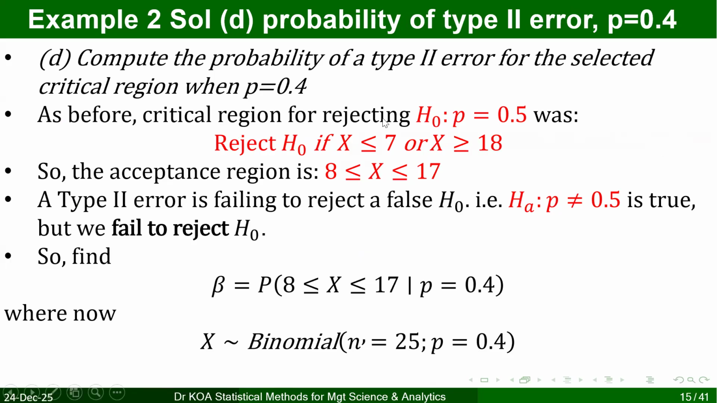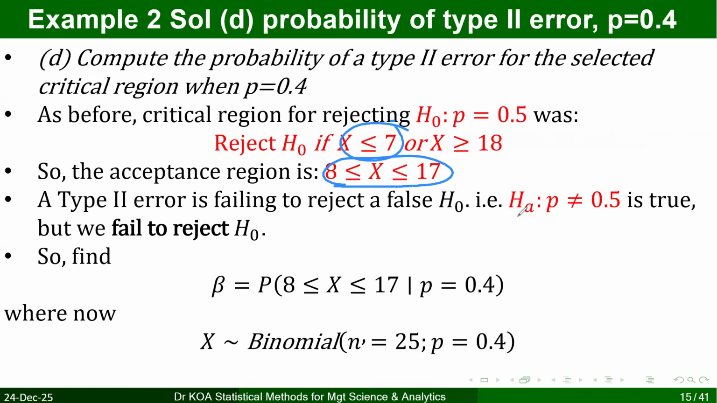So you just formulate the same thing, but you change the 50% to 40%. Before, you were rejecting the null hypothesis if this x was at or below 7 and at or above 18 inclusive. And we saw that the acceptance region therefore becomes 8 to 17. So that becomes the acceptance region and these ones become the rejection region. We know that. Now, what is a type 2 error? It's failing to reject a false null.